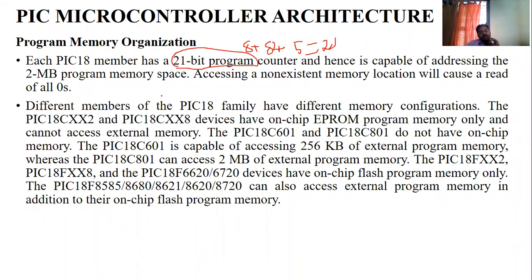Okay. See these program memories. PIC18 has a 21-bit program counter. But see, different members of the PIC18 family have different memory configurations. You know that very well, because those mainly depend on the family of those microcontrollers, and at the same time the number of pins. Now see this, the PIC18 CXX2 and PIC18 CXX1 devices have on-chip EPROM program memory only and cannot access external memory.